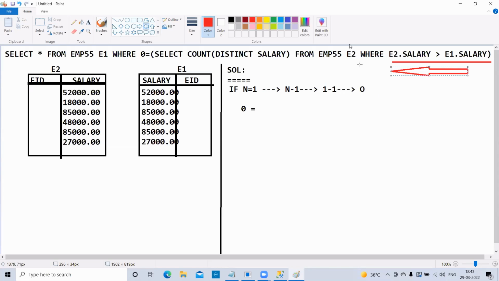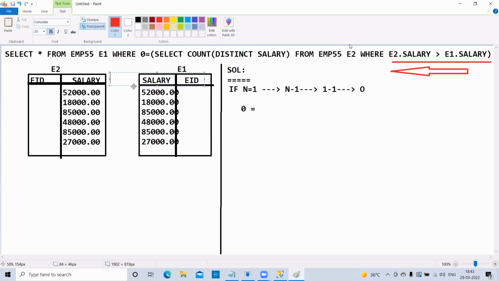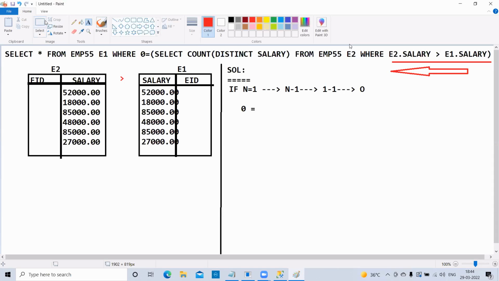In this comparison, let me see one by one. I will compare here and check. Now this is my E1 and this is my E2. E1.salary, here I'm using the greater than symbol. Which symbol am I using, guys? Greater than. It's a greater than symbol. And in this only, this is our count of distinct salary. So how much count of distinct salary do we need to find out? That means how many salaries are more than that value, that I need to count.